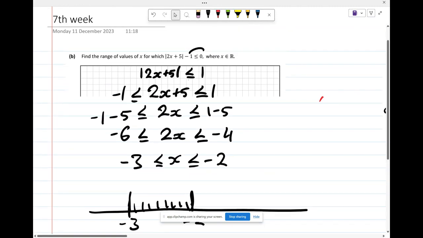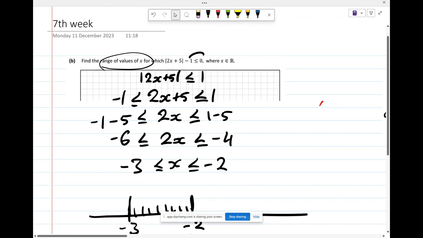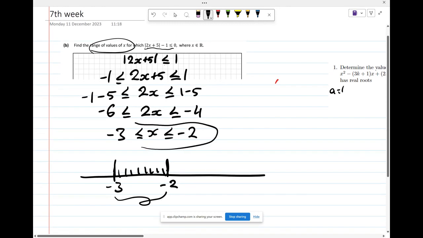So basically, we're trying to find the range of values. We did that. So anywhere between minus 2 and minus 3, if we sub in any value for x, then when all this works out, even if it's minus, the absolute value will turn it into a plus, and then that'll be less than 1. So that's basically what we found, and that's the whole question done. So find the range of values for which the absolute value minus 1 is less than 0: x lies between minus 2 and minus 3. That's the question done.